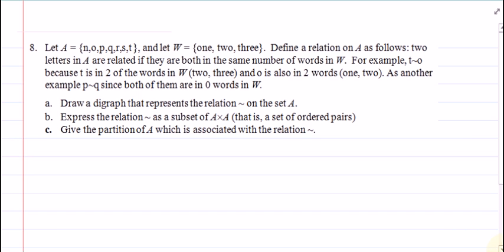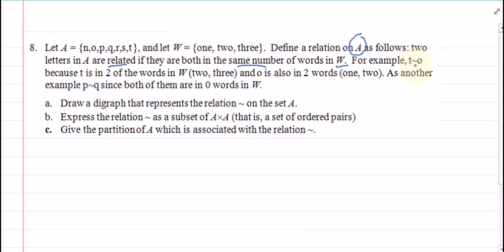Okay, this was the second problem that had to do with equivalence classes, which also caused a lot of difficulty. So let's go ahead and try to solve this problem. Let A be this set of letters, 1, 2, 3, 4, 5, 6, 7 letters, and W is 3 words, 1, 2, 3. So I'm defining a relation on A. So W is only used to define the relation. We're not going to have elements of W in our equivalence classes. Two letters in A are related if they're both in the same number of words in W.